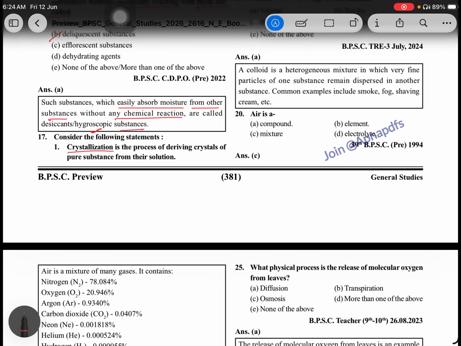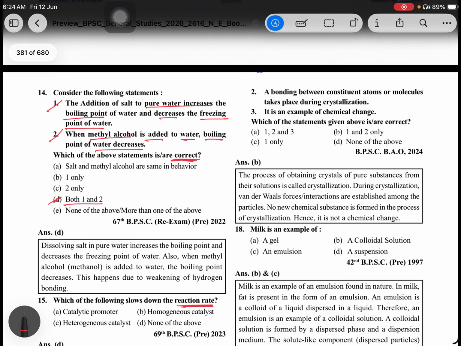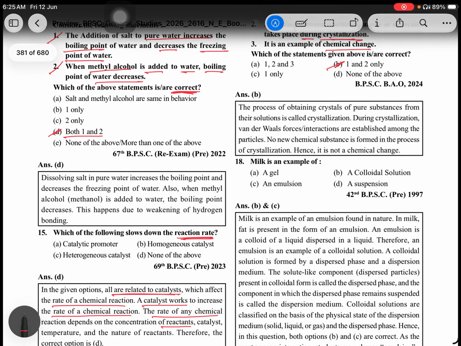Crystallization is a process of deriving crystals of pure substance from their solution, and a bond between the constituent atoms and molecules takes place during the crystallization. And the third one, is it an example of a chemical change? No, it is not an example of a chemical change. So the correct answer will be B, 1 and 2.